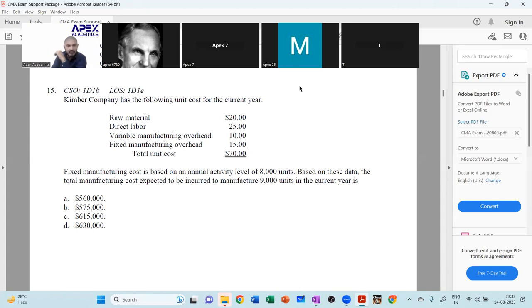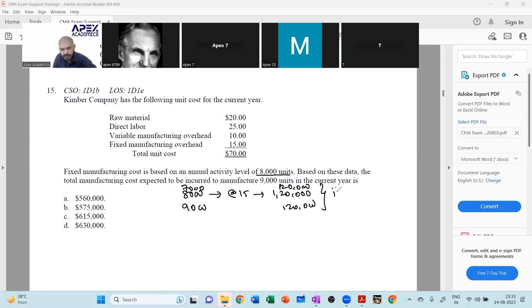You are based on an annual activity level of 8,000 units. Now, let us see where we go. Understand one thing. 8,000 is the range, your predicted level of activity. For 8,000, you are going to say at the rate of 15. So, this will come to 1,20,000. Whether you make 9,000 or whether you make 7,000, in both the cases, you are going to have 1,20,000 only as your fixed cost.